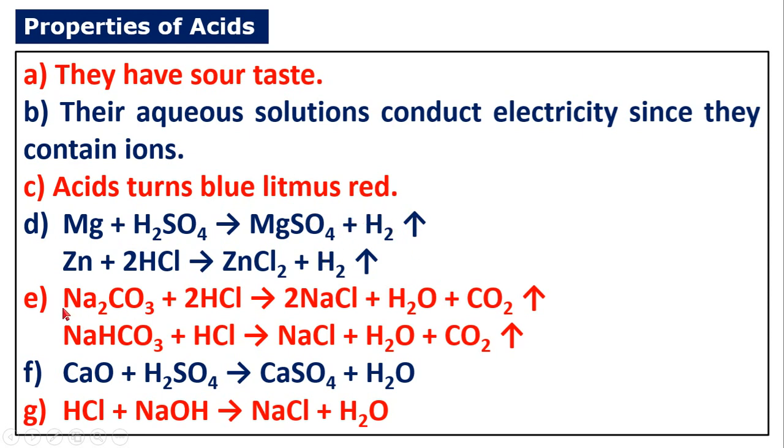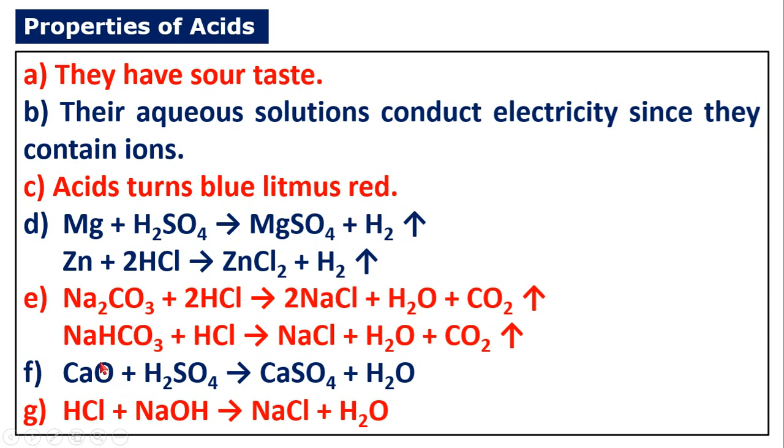Then E, sodium carbonate and sodium bicarbonate react with acid, hydrochloric acid, to form salt, sodium chloride, and water, H2O, with the liberation of carbon dioxide. Here you have to balance: 2 Na, so you have to put 2 Cl, and you have to put 2 here, and 2 already here, hydrogen is 2, so this is a balanced equation.